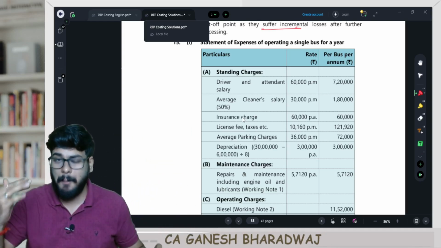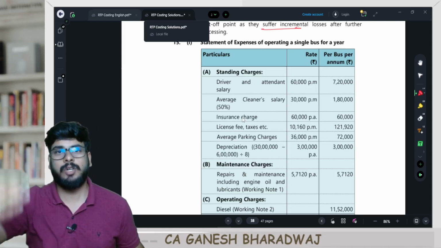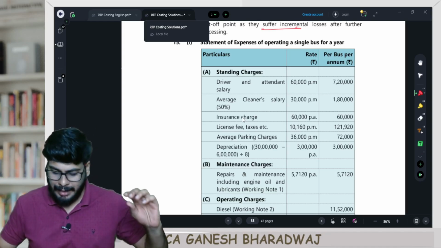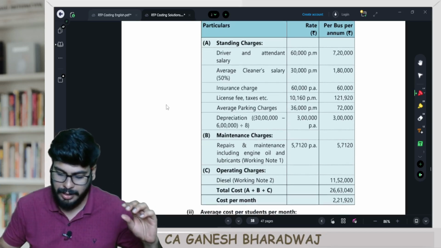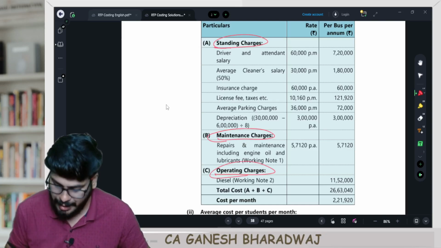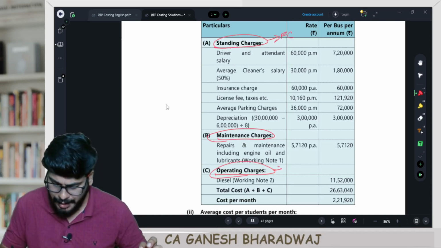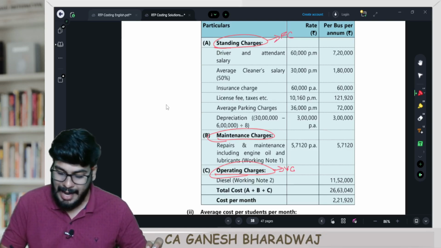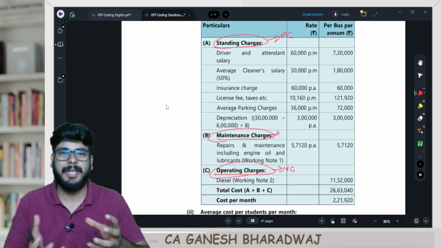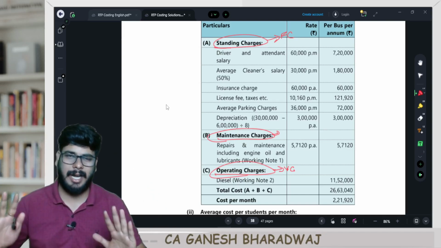Compile the total cost, but the institute expects you to present it in a certain way. The total cost, you cannot do it randomly. They are asking you to bifurcate the costs into 3: standing charges, maintenance charges, and operating charges. Standing charges generally is referred to as fixed cost. Operating charges is nothing but your variable cost, and maintenance charges, it's a hybrid. It's basically a semi-variable cost. That's why they have a separate header for that. Are you clear with this?